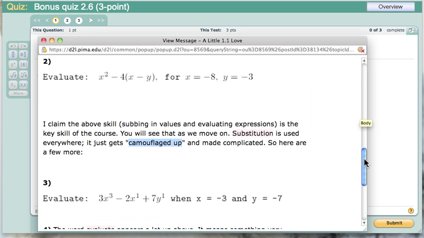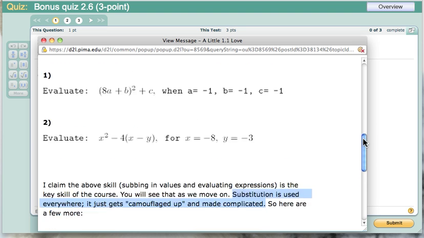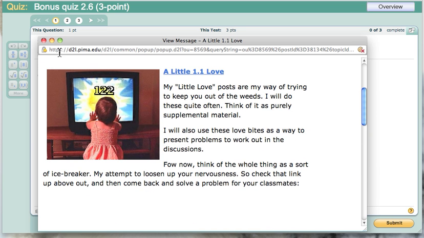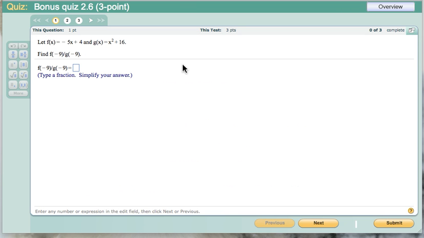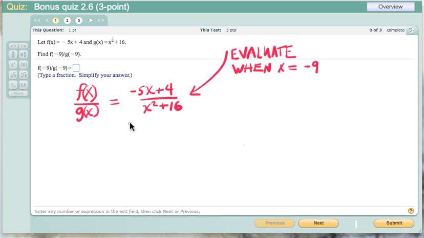And in the middle of which I had this particular paragraph where I said that I claim the above skill, that is subbing in values and evaluating expressions, is the key skill of the course. You will see that as we move on. Substitution is used everywhere and it gets camouflaged up and made more complicated. And I submit to you that that's all 2.6 is at its most honest level. It is simply a double substitution problem. It is camouflage substitution. It's glorified substitution. And so I thought I would tackle this first problem along those lines.